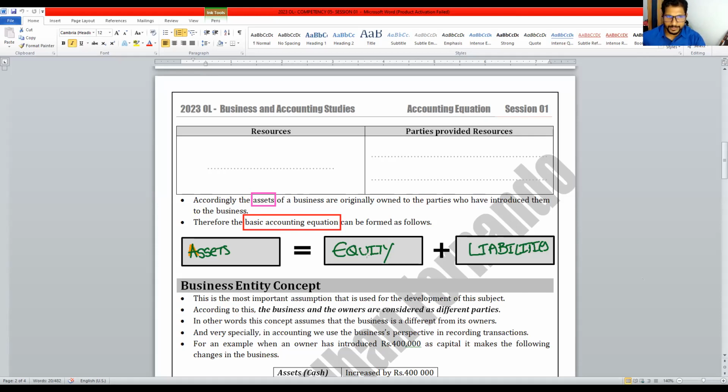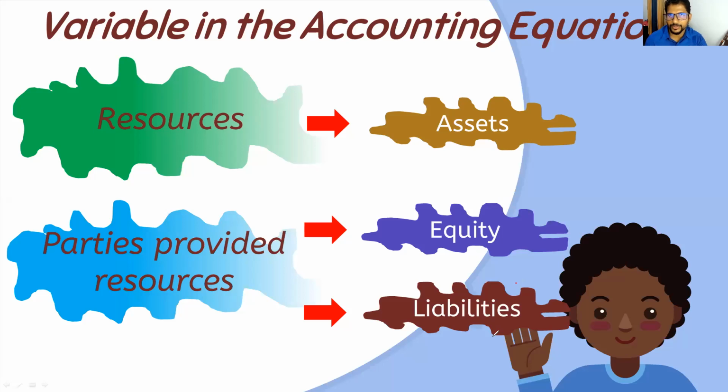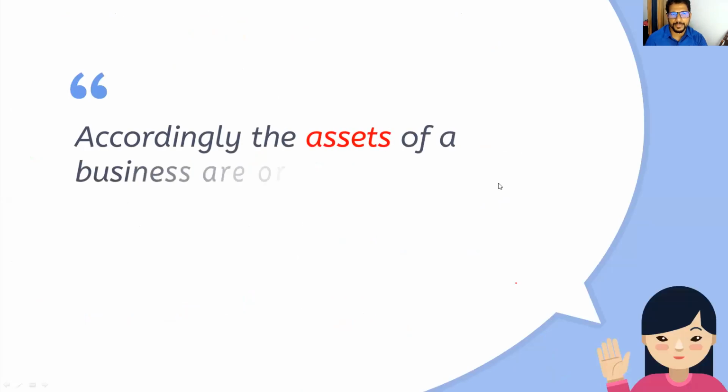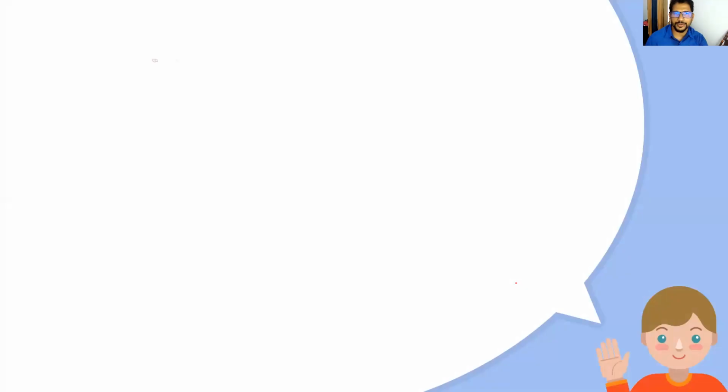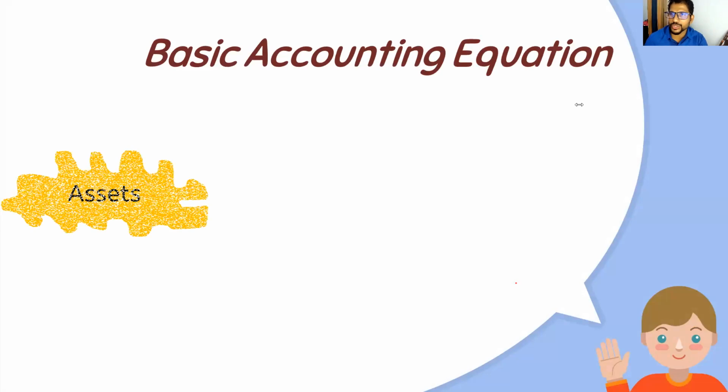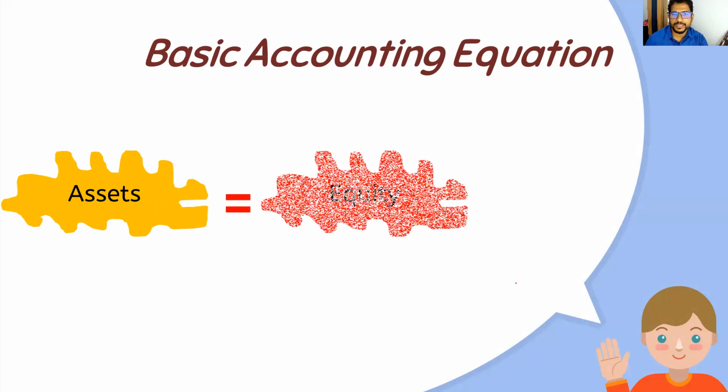Okay, great. Now, let me take you again to the presentation. Right, here we go. This is the statement which I asked you to highlight. Accordingly, the assets of a business are originally owned by the parties who have introduced them to the business. Got it? Great. Now, the basic accounting equation, where assets equals equity plus liabilities.